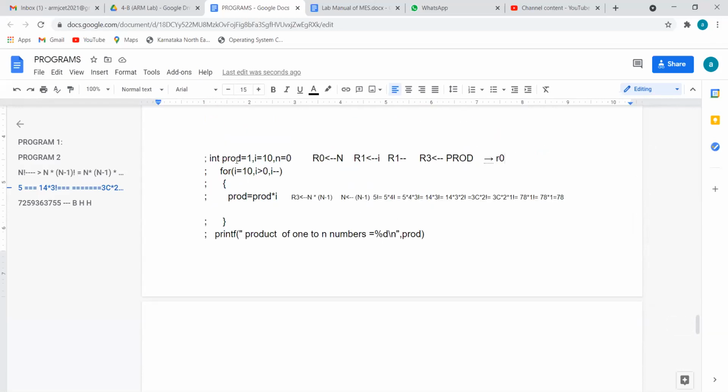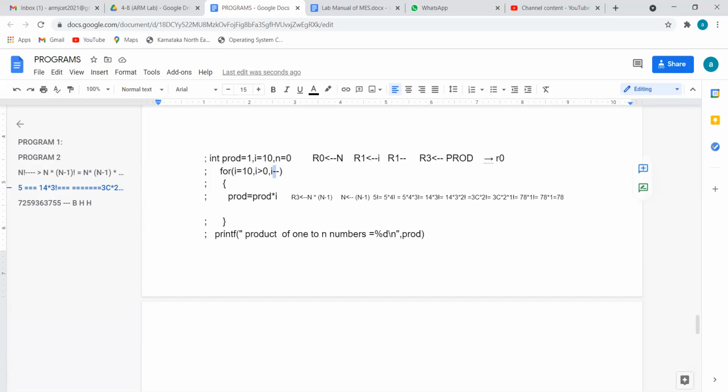Understood? So product is 1, I is 10. We can make it any number. So n is 0. I is 10, n is 0. Okay, so now I should be 10. Next, I should be greater than 0, I minus minus.